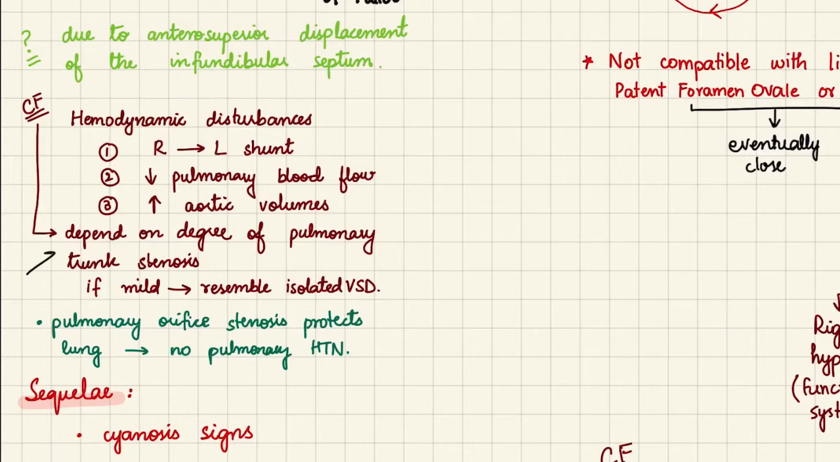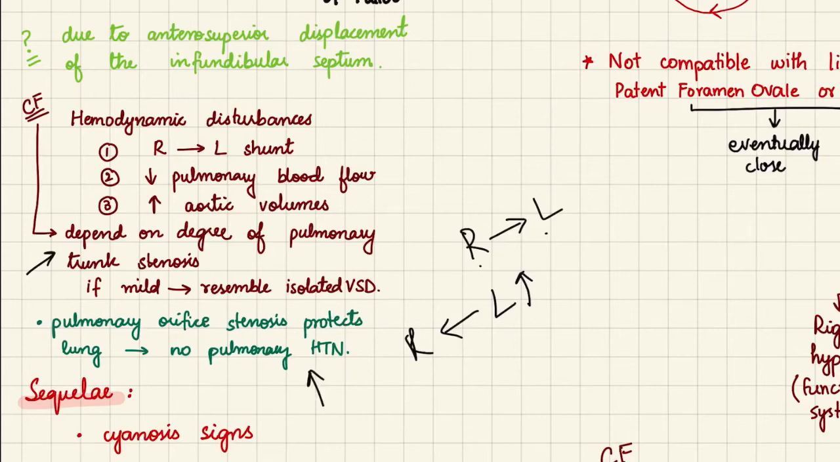The clinical features in this case are going to depend on the degree of pulmonary trunk stenosis. That simply means that if the stenosis is not that severe and blood can be pumped into the lungs, then the right side of the heart will not have that much pressure and the right to left shunt will not be there in the first place, and it will resemble isolated VSD because the right ventricle has not undergone hypertrophy, it is not having increased pressures, so there is no right to left shunt. If we consider a normal ventricular septal defect, then we have greater pressures on the left side, and that will be a left to right shunt if there is a mild degree of pulmonary stenosis.